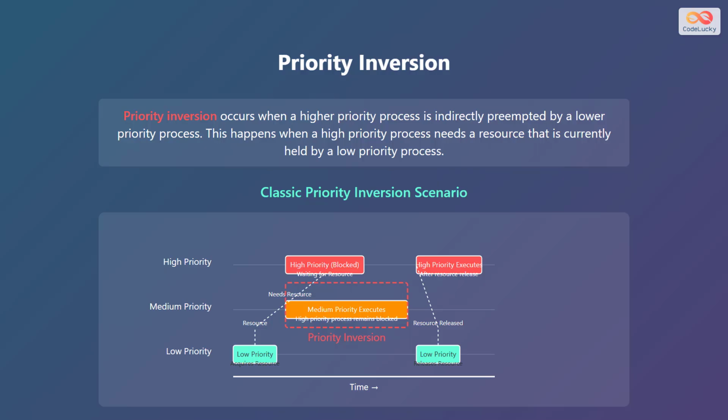Meanwhile, a medium priority process executes, further delaying the high priority process. This situation highlights the priority inversion problem, where the high priority process is effectively blocked by a medium priority process due to the low priority process holding the needed resource.